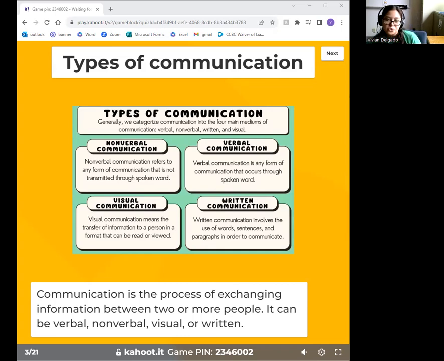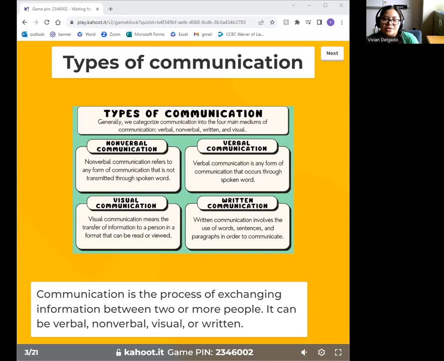And then we have visual communication, and this uses images, graphics, and other visual elements to convey meaning. Visual communication can be used to explain complex concepts. Like maybe you're giving a presentation, and these graphs that you're using will make your message more engaging, and you're able to capture people's attention.